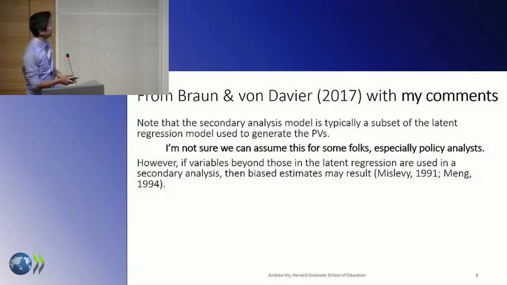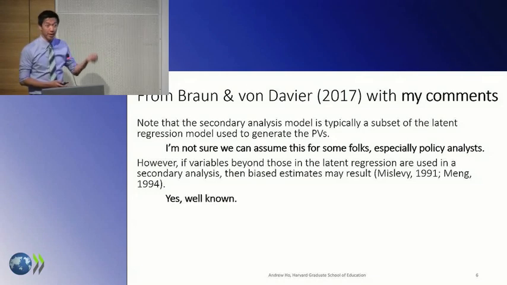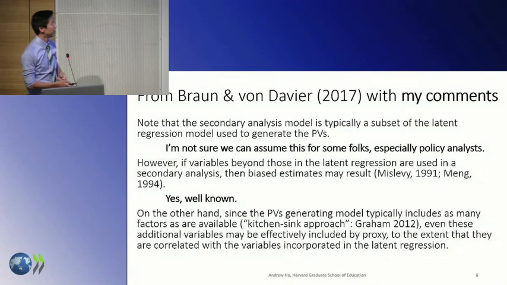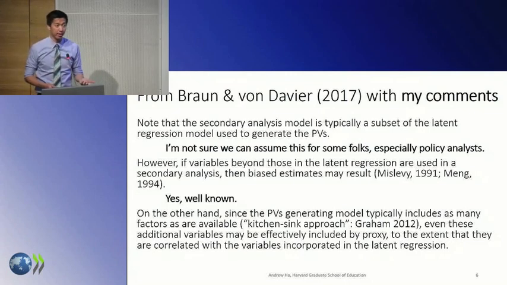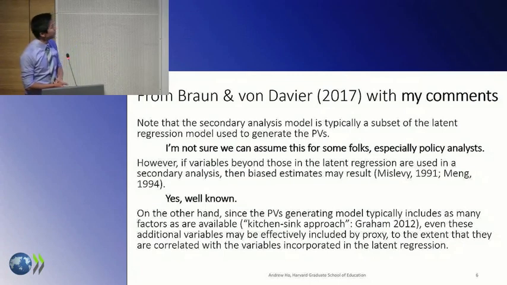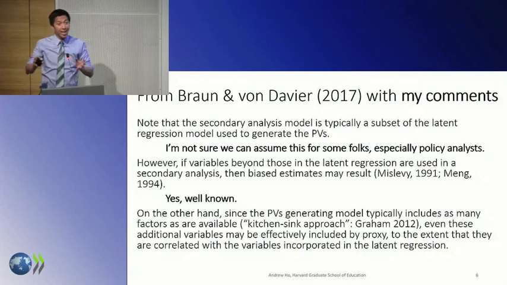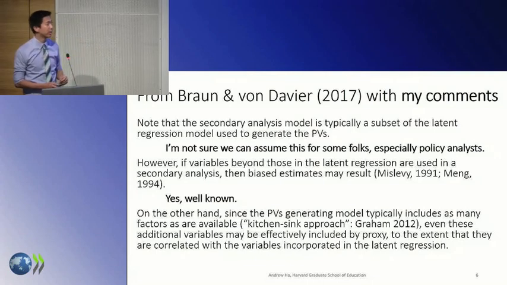So here, Matthias and Henry continue. However, if variables beyond those in the latent regression are used in a secondary analysis, then biased estimates may result. And this is what we've been talking about, right? Yes, this is well known. Jesse mentioned this. It's on the web page. This is an issue. On the other hand, since the PV generating model typically includes as many factors as are available, and this is where Matthias was mentioning the kitchen sink, we chuck it all in there, right? Even these additional variables outside of what we anticipated may be effectively included by proxy to the extent that they are correlated with the variables incorporated in the latent regression. So what they're saying is, because we have these thousands of variables and these hundreds of principal components, it's probably good enough.